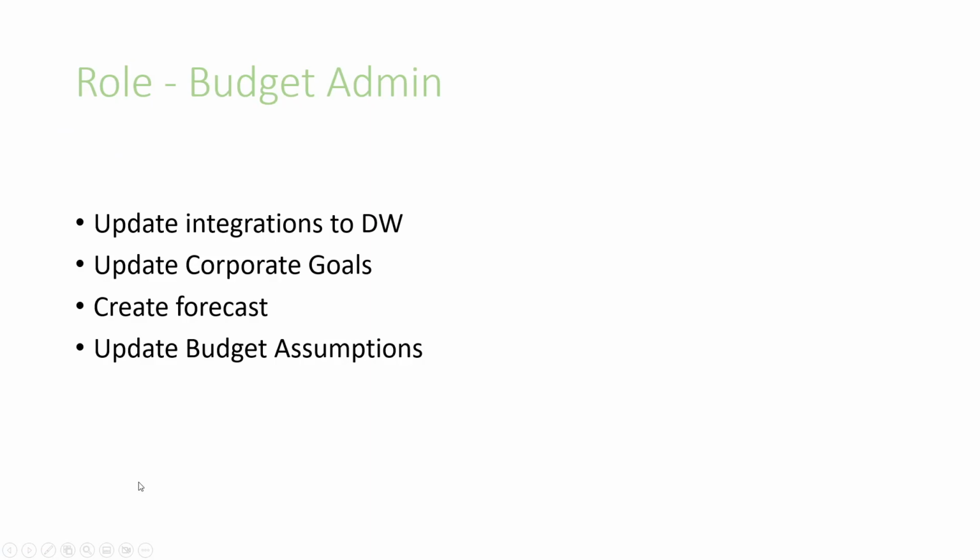So now I'm ready to put one of my role hats on. I'm going to assume budget admin. And as part of our budget process that I shared in a couple of slides previously, the budget admin in today's presentation is going to review the integrations in the data warehouse. They're going to update the corporate goals. They're going to create forecasts. They're going to update budget assumptions. And they're going to also assign budget templates to end users.